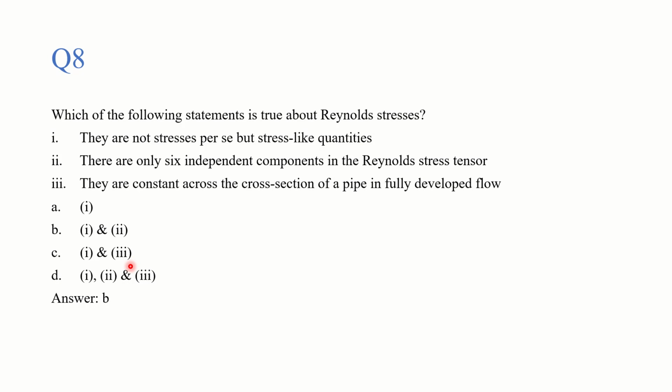So there are only 6 independent components in the Reynolds stress tensor, and they are not actually constant across the cross section of a pipe in a fully developed flow. Therefore, only 1 and 2 statements are right, which is given by option B.